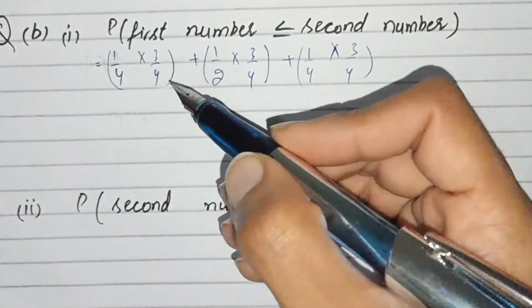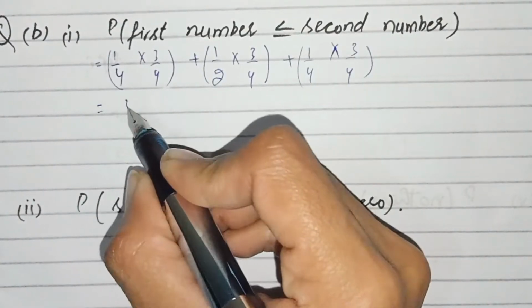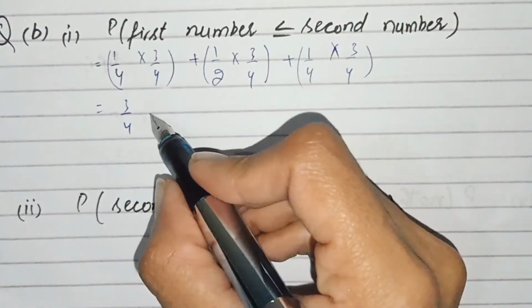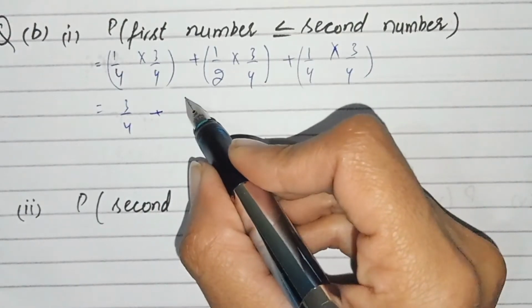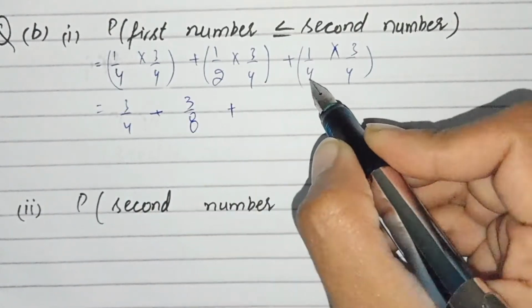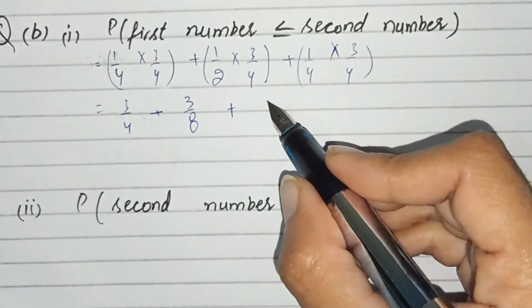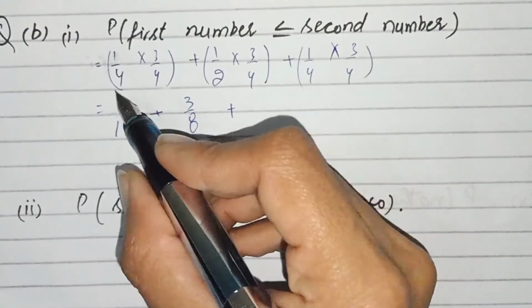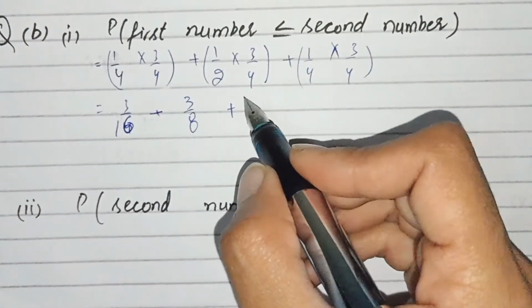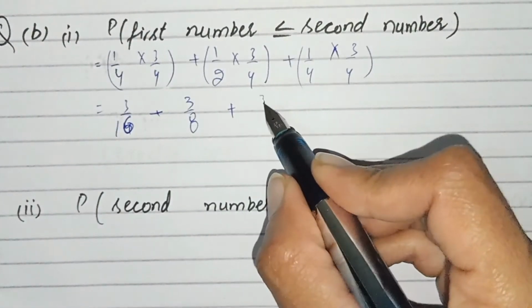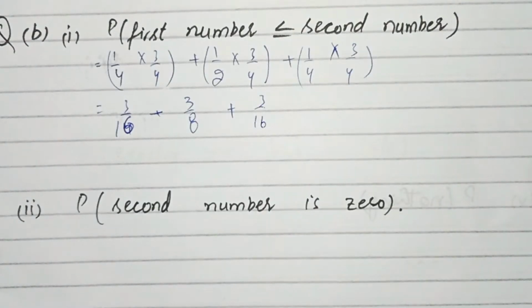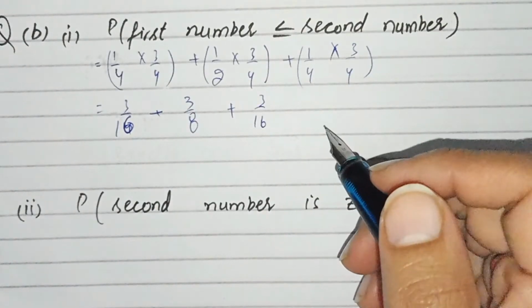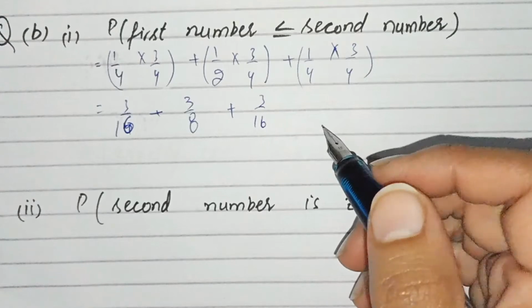It comes to 3 by 16, this comes to 3 by 8, and this comes to 3 by 16. Sorry, it's multiplied: 3 by 16, 3 by 8 and 3 by 16. Now we have to take the LCM of it and then we have to solve it.